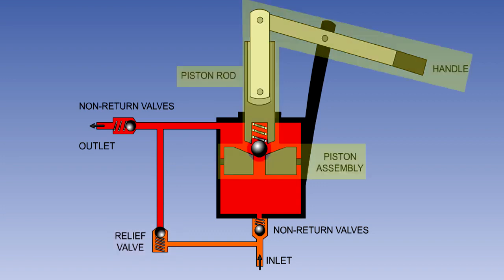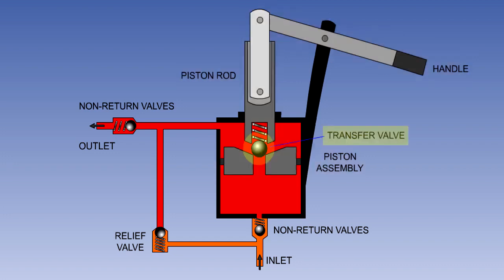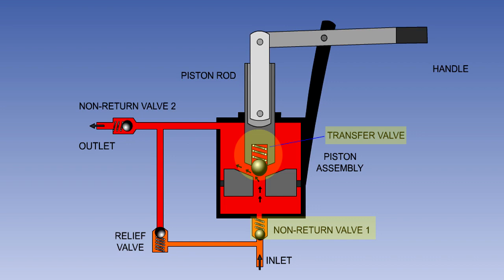The piston assembly is connected to the operating handle by the piston rod. In the centre of the piston, there is a transfer valve, which is spring-loaded to the closed position. When the handle is moved up, the piston assembly will move down. This will increase the pressure in the cylinder below the piston and hold NRV1 closed. At the same time, this pressure will be felt on the bottom of the ball in the transfer valve, and it will open, allowing fluid to flow from below to above the piston.